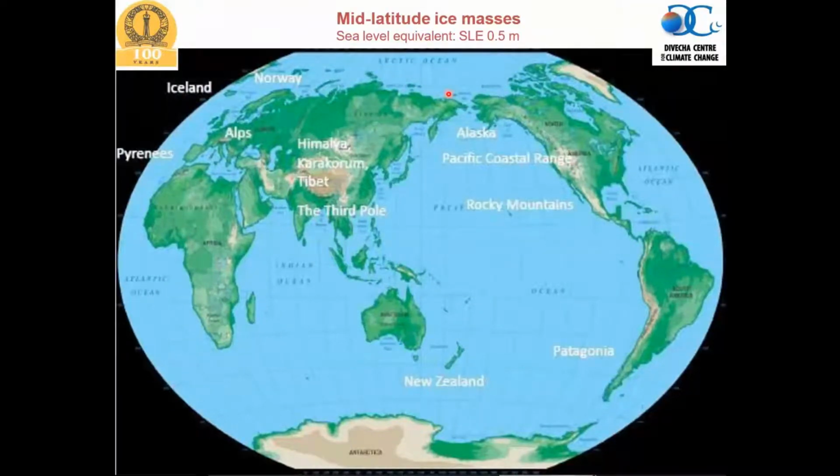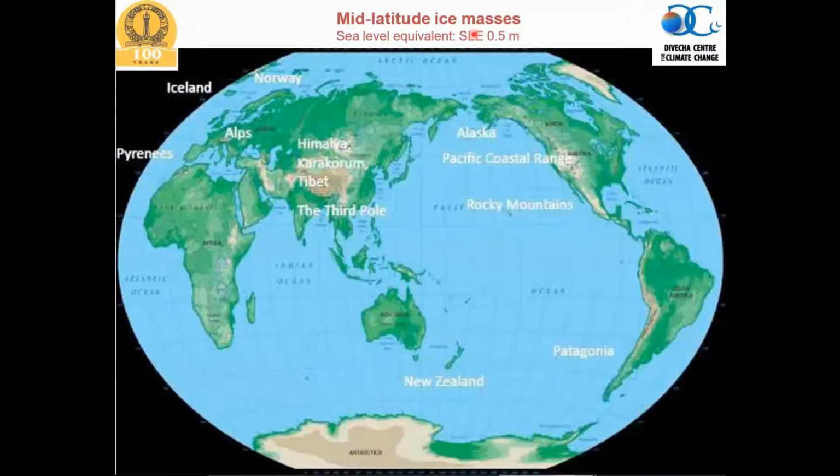sea level. Another region where we can see a large amount of glaciers is the mid-altitude region. So we have Iceland, Norway, Alps, Himalayas, Karakoram, Tibet, Alaska, Pacific Coastal Range, Patagonia Mountains, New Zealand, all these regions have glaciers. But remember, these are nothing but mountain glaciers, and they are relatively small glaciers because the topography controls their distribution. Since the topography controls their distribution, mountains are undulating, they have small regions. It is not like a huge ice sheet like Antarctica and Greenland. But if the entire mid-altitude melts, sea level can rise by 0.5 meter.